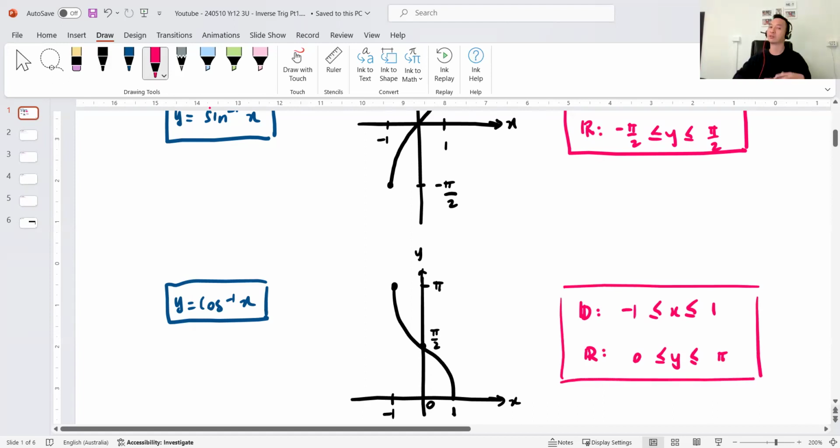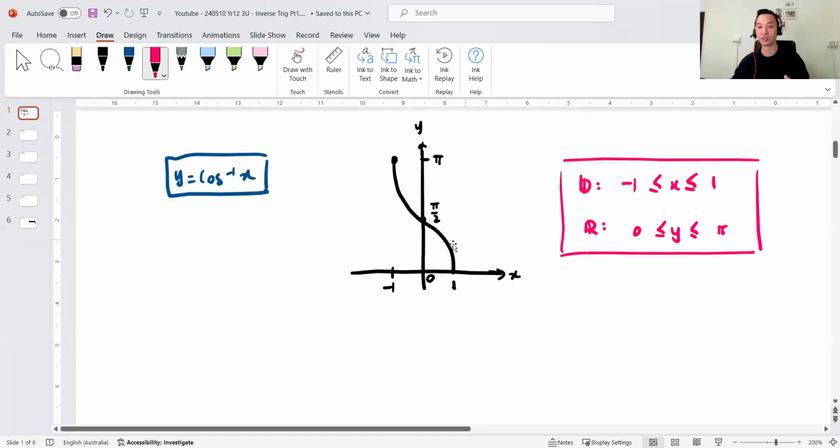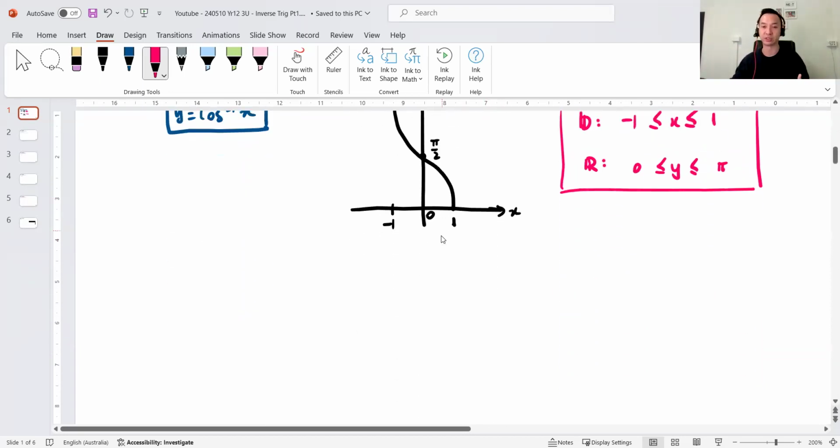Your teacher at school, if you haven't already done so, should explain to you the reason why the sine curve needs to be restricted. It's mainly because inverse functions only occur when it's one-to-one. We can't have many-to-one or one-to-many for an inverse function to happen.